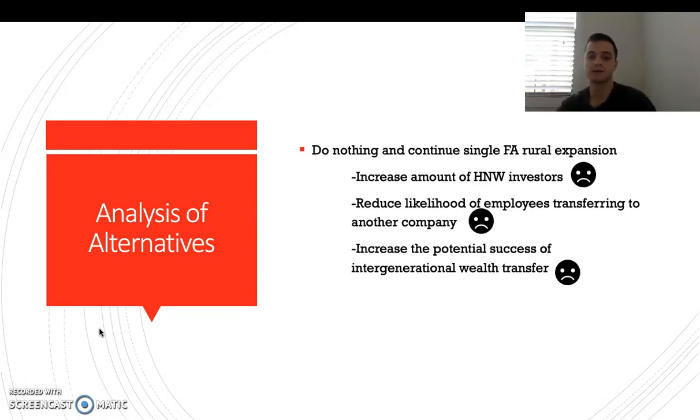Finally, do nothing. Obviously, this isn't going to win with anything. It's not going to get you any more high net worth investors if you go to rural areas. It's not going to reduce the likelihood of employees transferring, because it doesn't change any of their benefits, and it won't increase the potential success of intergenerational wealth transfer, because it's staying the same as it is now, and it's kind of like an old method of conducting business.